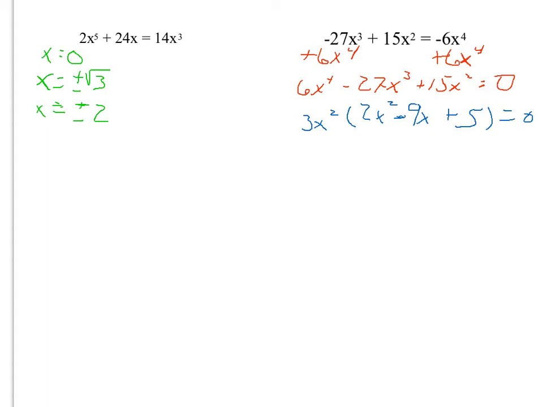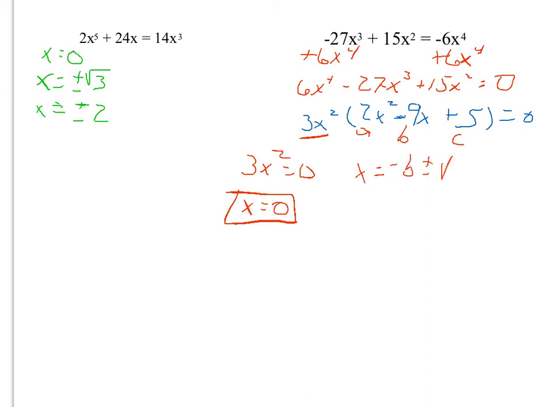Now, this part, we can go ahead and set that equal to 0. So 3x squared equals 0. I think it's pretty obvious that x is 0. All right. Now, over here, we need to identify A, B, and C and plug in. So x equals opposite B plus or minus the square root b squared minus 4ac all over 2a.